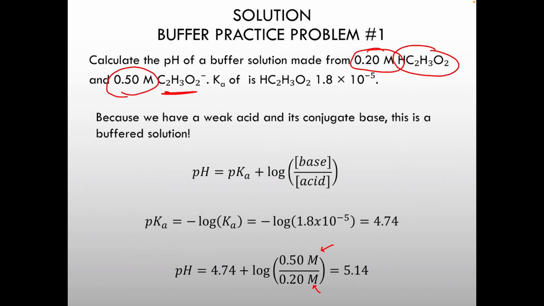Once you calculate that, 5.14. And that makes sense because if we look at our relative concentrations of our weak acid and our conjugate base, we have more base than we have acid.